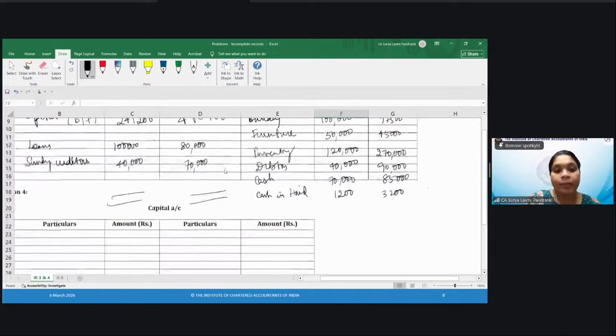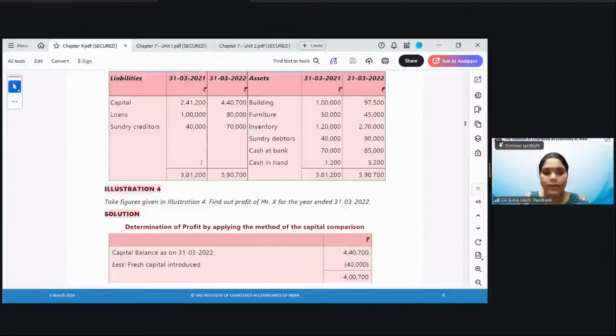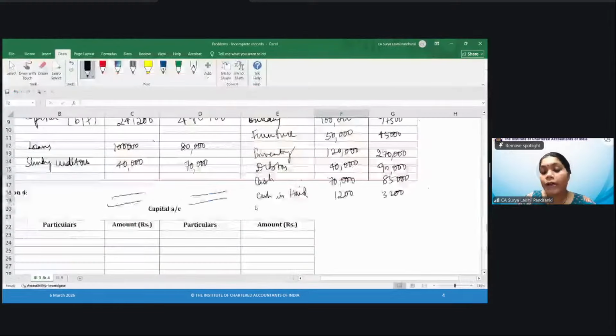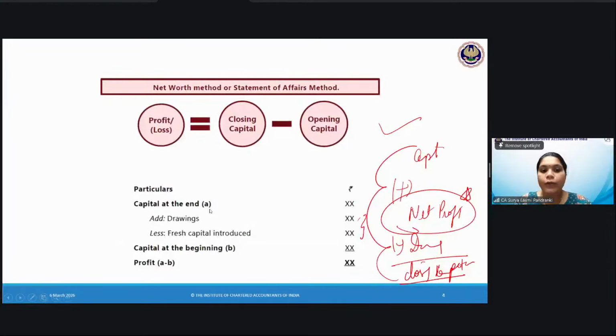That's it. Okay. Now, in continuation to this question only, we have one more question. That's why I put this. They're asking you to take the figures from the same question and find out the profit. Can we do this calculation of finding out profit? We will need what for calculating profit? In capital account, I told you this formula, right?